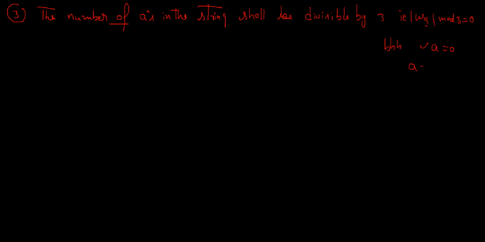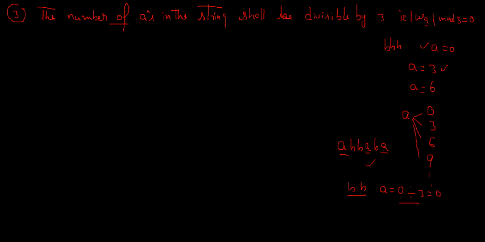Suppose if you have 3 A's, then also accepted. Why? Because 3 is divisible by 3. If you have 6 A's, then also it is accepted. That means divisible by 3 means A's may be 0, A's may be 3 times, A's may be 6 times, A's may be 9 times, and so on. And in between, B may come anywhere. A, B, A, B, A. Here A comes 3 times, so the string is accepted. B, only 2 B's. Here there is no A. That means A comes 0 times. So 0 is divisible by 3, so now it is also accepted.